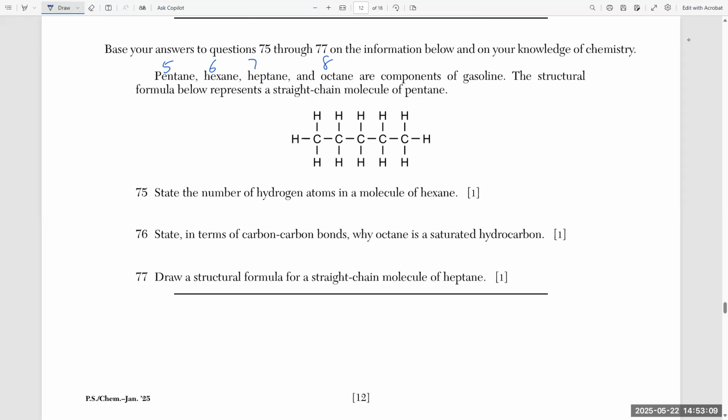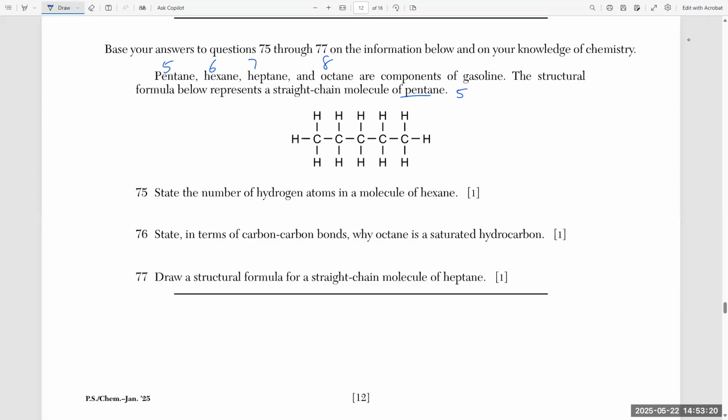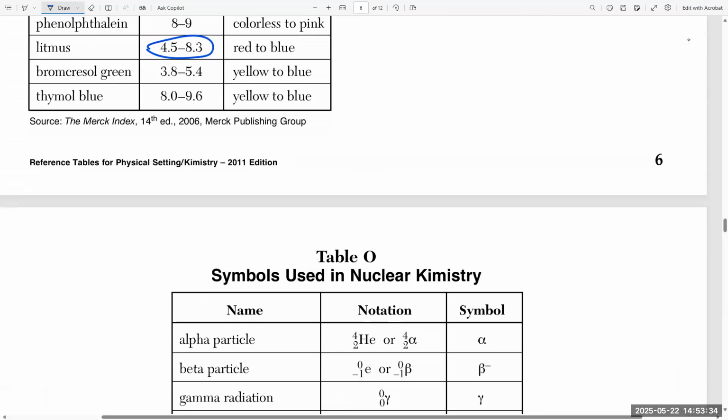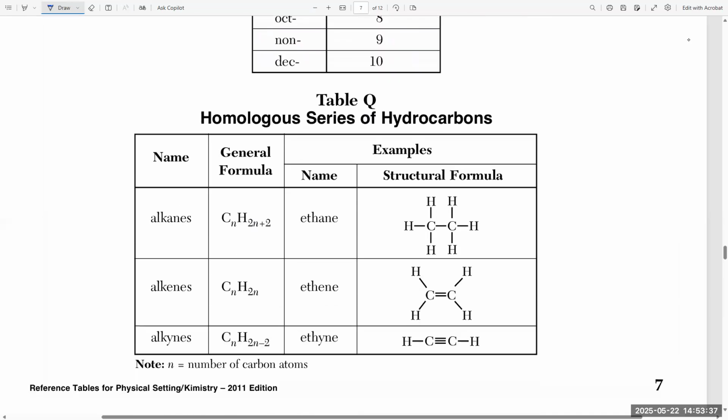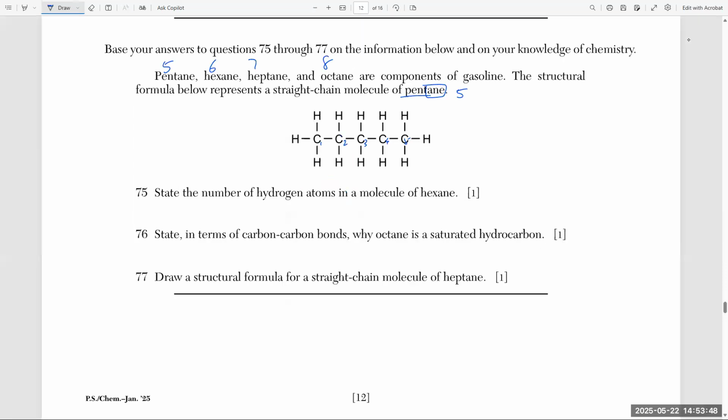They are parts of gasoline. The structural formula below represents a straight chain molecule of pentane. So as you can see, that's 5, according to pent right here. You got 1, 2, 3, 4, 5. And obviously later on when you watch this, we're going to have covered organic. But the fact that it's ane means all of the carbon-to-carbon bonds are single, whereas an ene is a double or an yne could be a triple. So we know that's all single bonds.